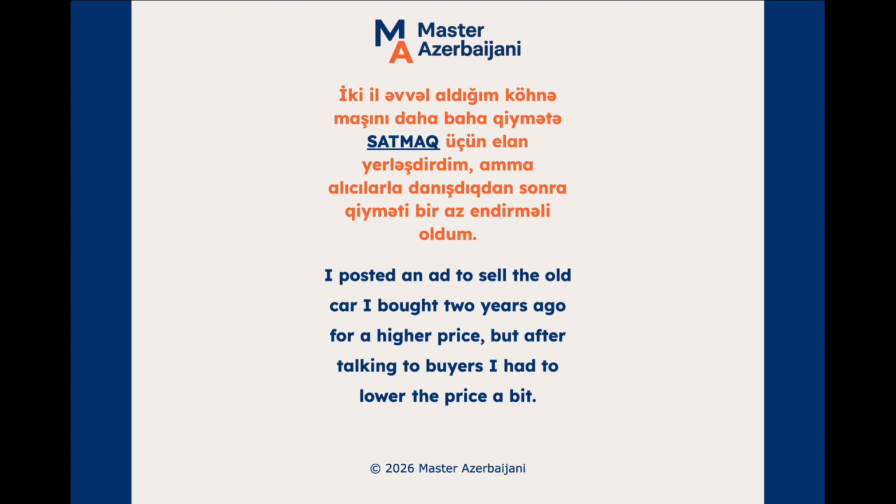Let's see. 2 is 2, years evvel, before, ago. 2 il evvel, 2 years ago. Aldığım köhnə maşını, the old car that I bought, daha baha, higher, basically. Daha is the word that you want to use for every single thing that you want to compare. Daha yüksek, higher. Daha baha, more expensive, basically higher price. So don't pay attention that they're kind of rhyming. It's just one situation. Daha baha qiymətə, for a higher price, satmaq üçün, to sell.